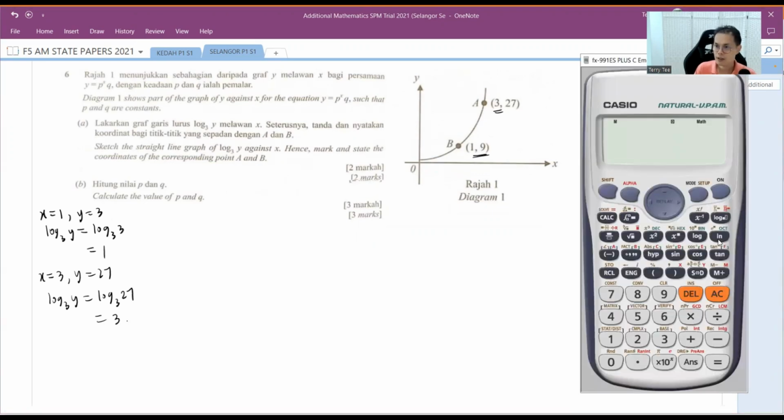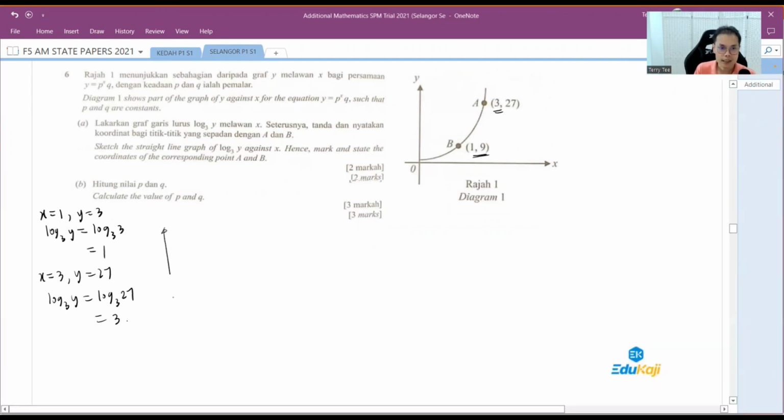Well, this is 3. 27 is 3 power 3, but you're not sure, right? You can actually use a calculator. This calculator, you can actually cheat, right? Log 3, 27. This is 3, right? So we know it's 3 power 3. That gives us 27. So we got these 2 points now. Now, you're supposed to sketch the graph. So I'm going to sketch the graph like this.